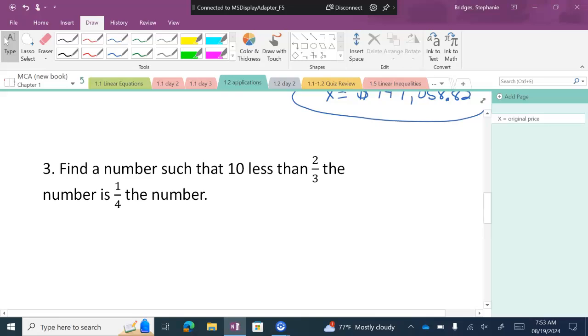Find a number such that 10 less than 2/3 of the number is 1/4 of the number. So we're finding a number that satisfies this description. 10 less than 2/3 of the number is 1/4 of the number.